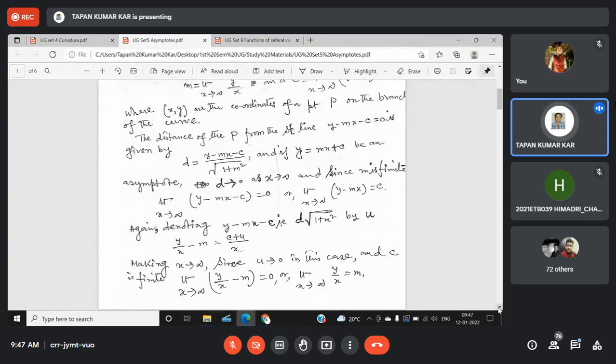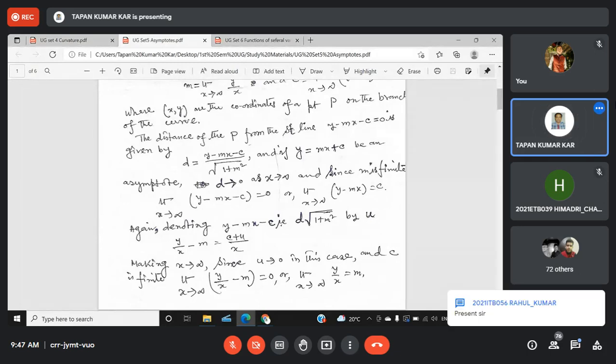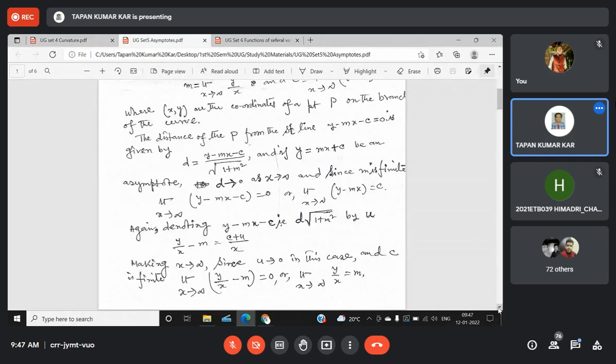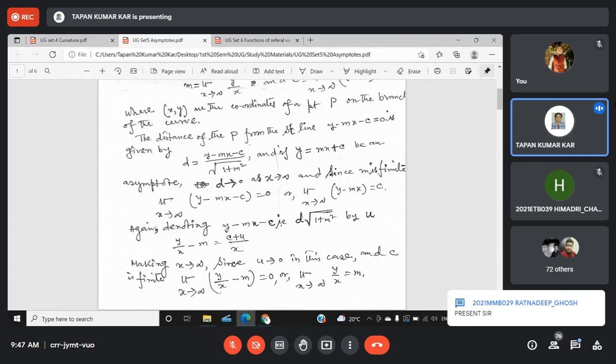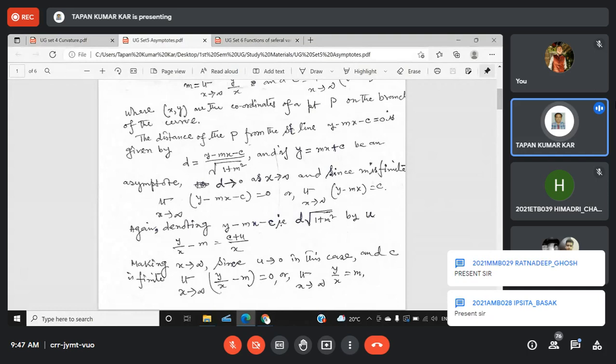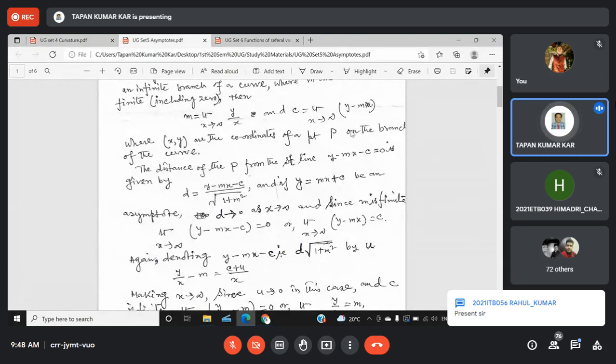So one thing must remember, the curve is y equal to fx, and any straight line which is not parallel to y-axis, if you think this is an asymptote, then it is y equal to mx plus c, where m and c are both unknown to be determined. The formula is m equal to limit x tends to infinity y by x, and c equal to limit x tends to infinity y minus mx. And this is very easy to derive.